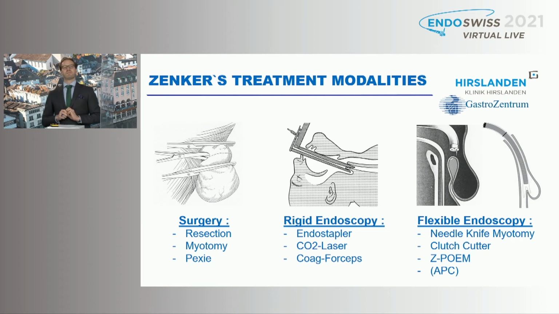Coming to treatment modalities, we have, of course, surgery with resection and myotomy, or older version, the PEXI with suturing the diverticulum up to the hypopharynx. We have our colleagues from ORL with the rigid endoscopes and with quite the same technique as we do it with an endostapler, CO2 laser, or the coax forceps. And of course, the flexible endoscopy with earlier days APC, then with the coax forceps, now the clutch cutter, and mainly the needle knife myotomy. And very new technique, which we will discuss, is the Z-Boehm's technique.